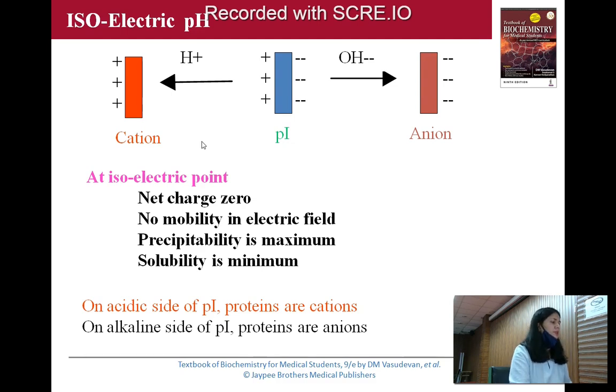Cations move towards which electrode? Jessica, let Jessica speak. Jessica, tell me, will cations move towards cathode or towards anode? Just tell me. This is the basic thing which you learned in 11th and 12th.